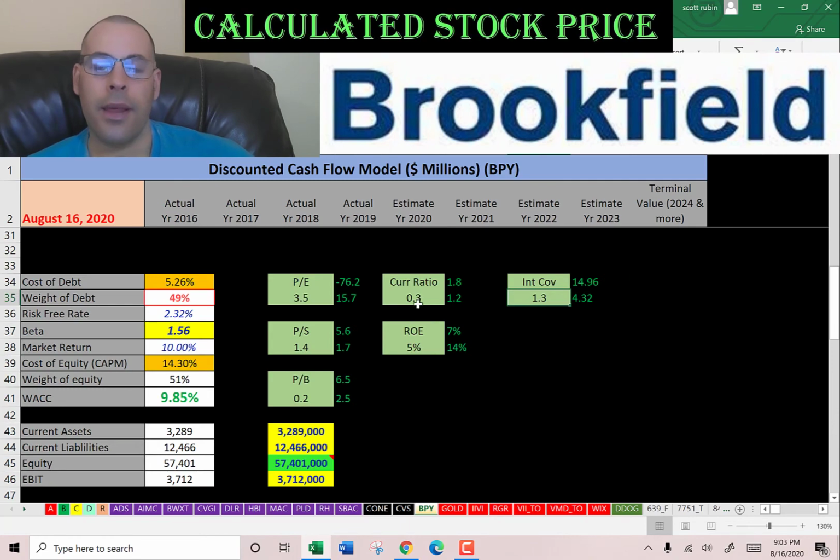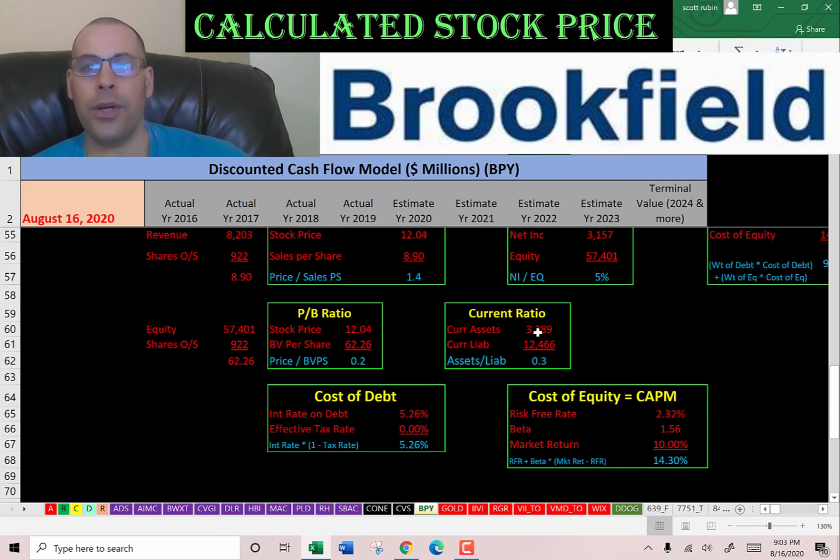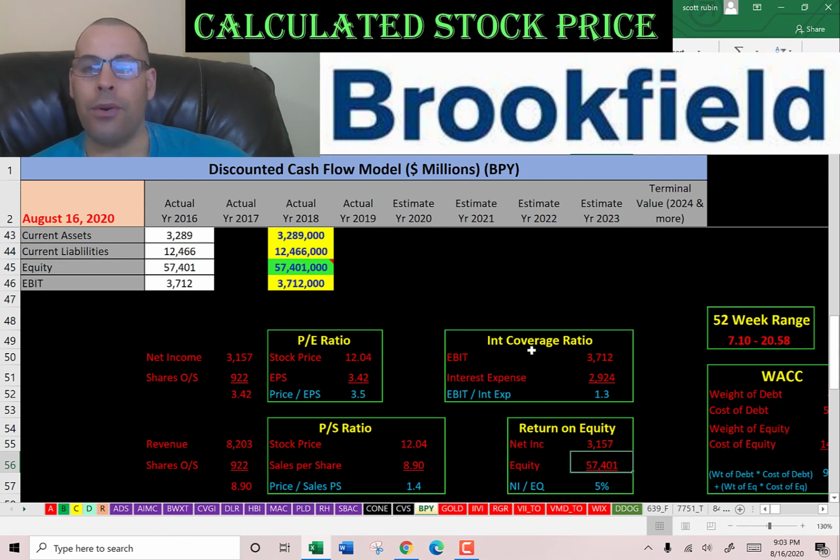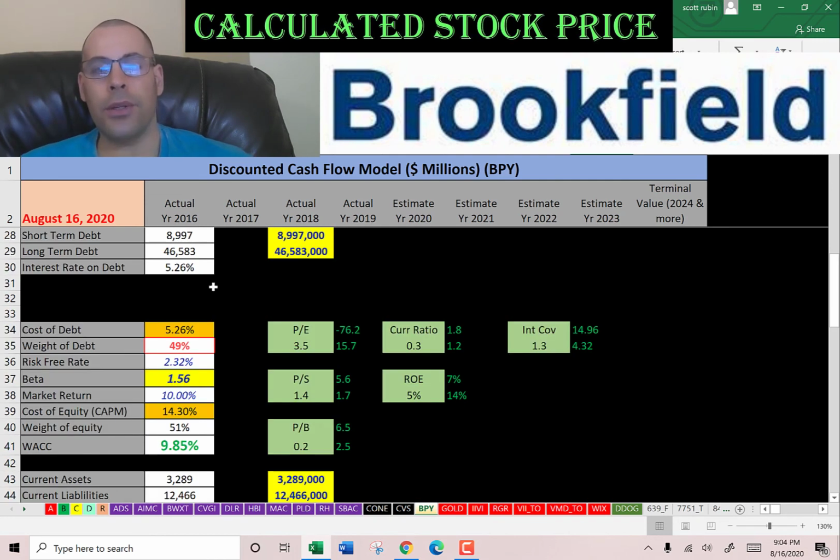They have a bad current ratio, interest coverage ratio, and ROE. Current ratio is current assets over current liabilities. They can't even come close to covering the current liabilities. ROE is net income over equity, so they don't provide a good value to their equity holders. And interest coverage ratio is EBIT over interest expense, so they can cover their interest expense just by a little bit. Some of the ratios look really good and some look really bad, so it's a judgment call.